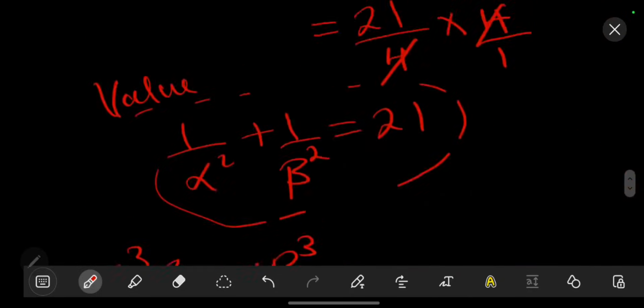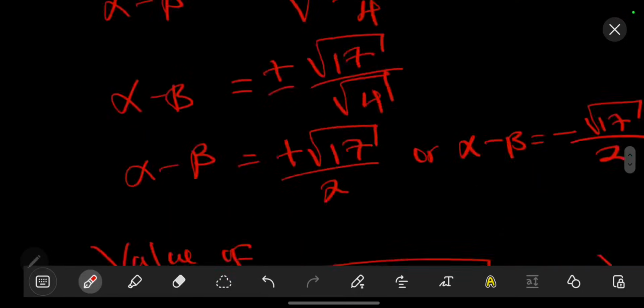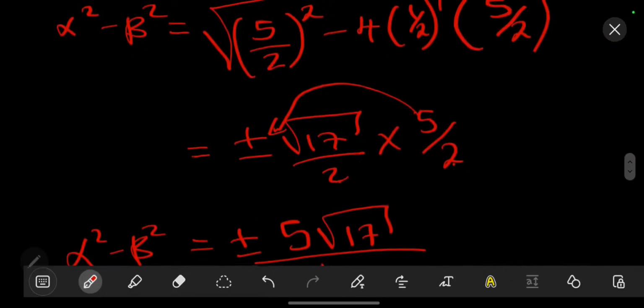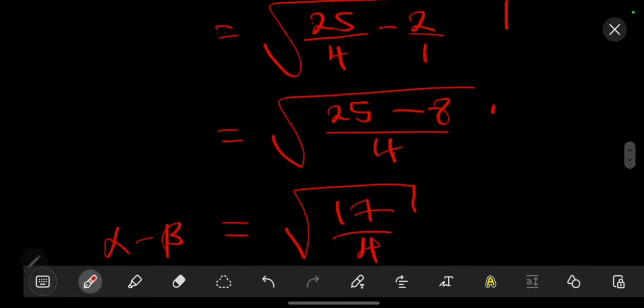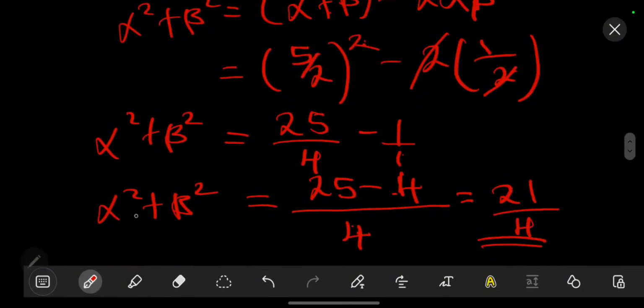So alpha squared plus beta squared gave us a value of, so first let's verify. This gave us plus or minus 5 square root of 17 over 4. So we are going to take the value. Alpha squared plus beta squared gave us 21 over 4.